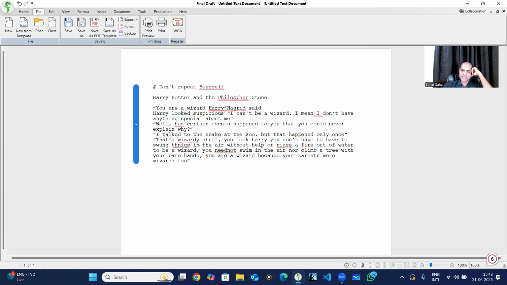That's wizard stuff. Look, Harry, you don't have to swing things in the air without help or raise a fire out of water to be a wizard. You did not swim in the air nor climb a tree with your bare hands. You are a wizard because your parents were wizards.